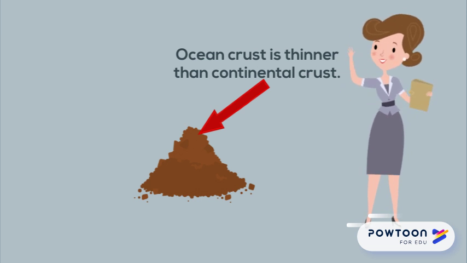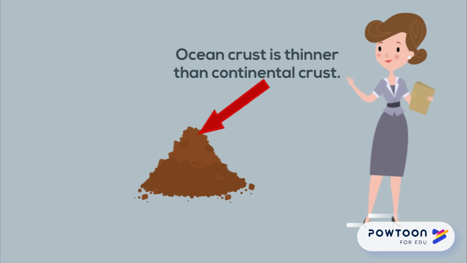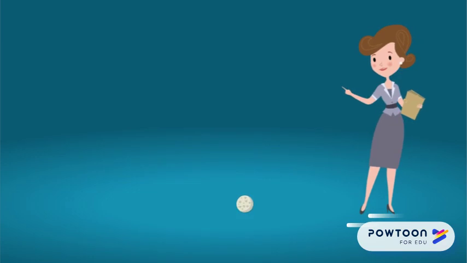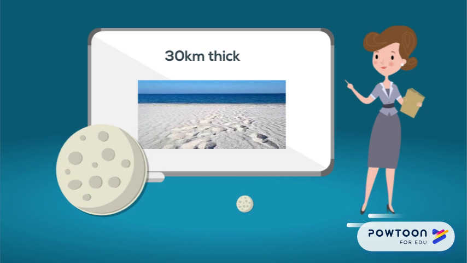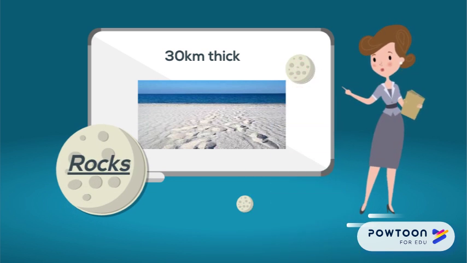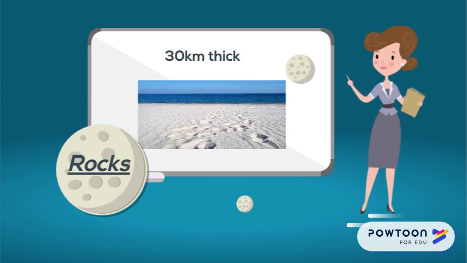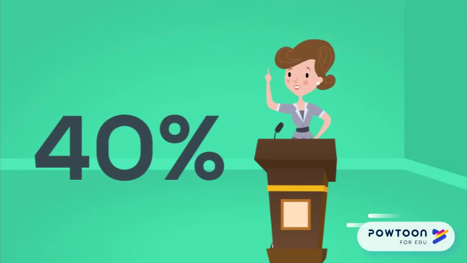Ocean crust is made of heavier rocks which are rich in magnesium and iron. Example, basalt. Continental crust is usually about 30 km thick. It is made up of rocks that are rich in silica, such as granite. About 40% of Earth's surface is made of continental crust.